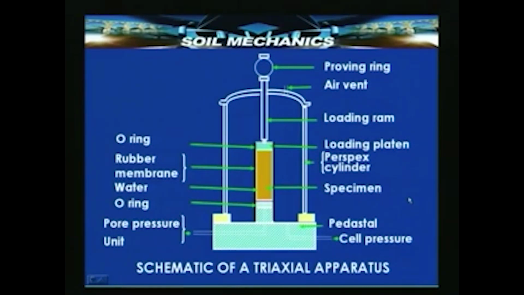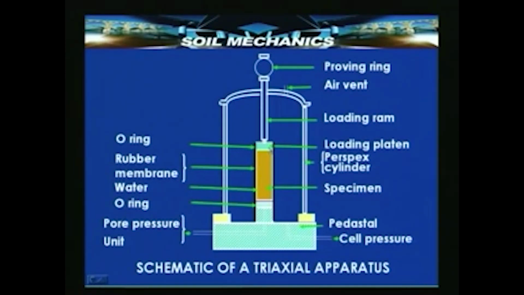This is the schematic diagram of a triaxial apparatus. You see here, starting from the bottom, taking the right hand side, this is where we have the pedestal, and from the pedestal there is an inlet, which is attached to the pedestal, through which we apply the cell pressure. That cell pressure gets applied on the specimen inside this cell. So, this perspex cylinder here, that is the so called cell.